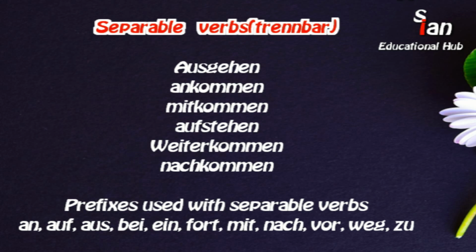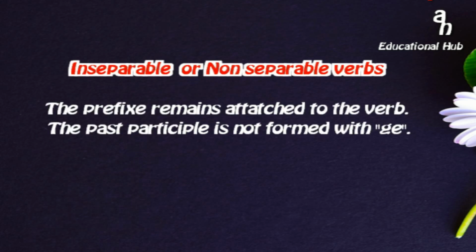Prefixes used with separable verbs: an, auf, aus, bei, ein, fort, mit, nach, vor, weg, and zu. Now let us see inseparable or non-separable verbs. The prefix remains attached to the verb. The past participle is not formed with GE.